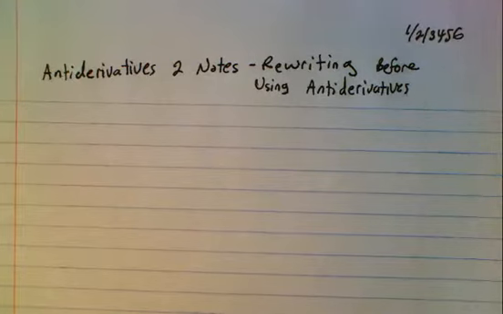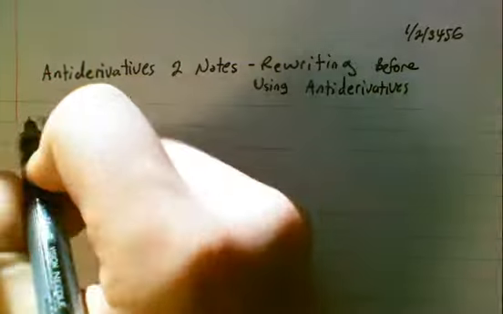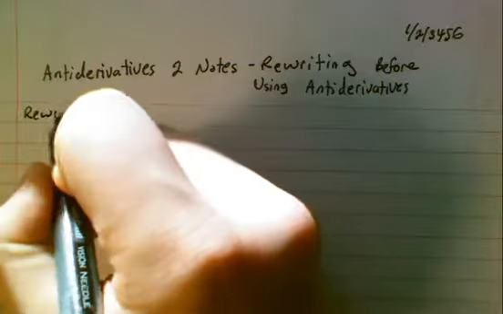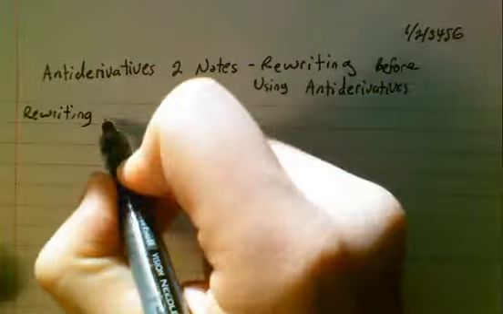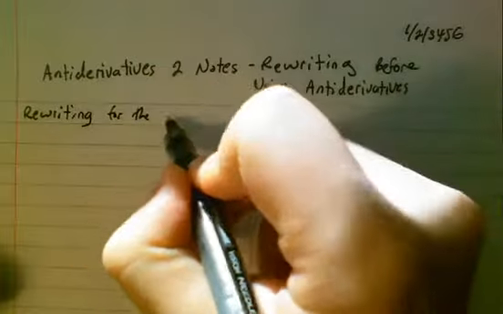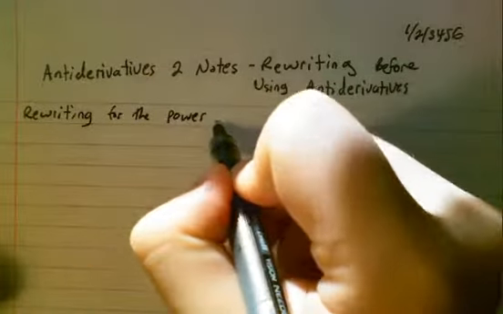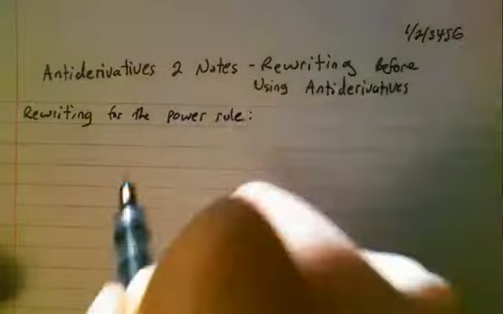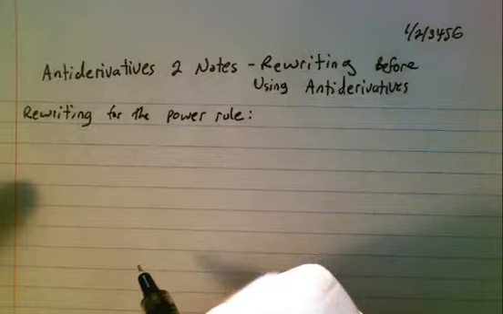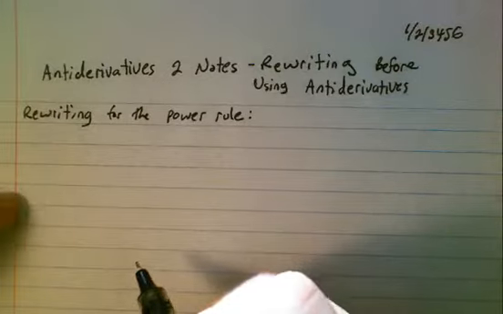At the end of this lesson, you should be able to rewrite antiderivatives to exactly match one of the rules that we got in Antiderivatives 1. So let's start off with rewriting for the power rule, because that's the one that we do the most. Rewriting for the power rule, and we're going to have several different examples here.